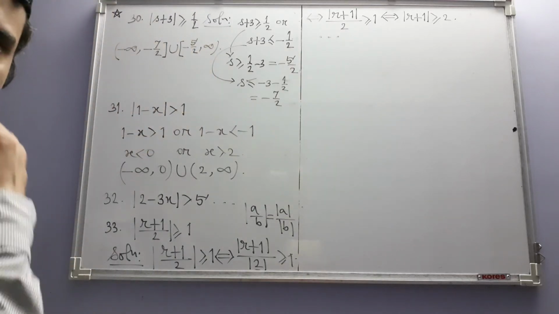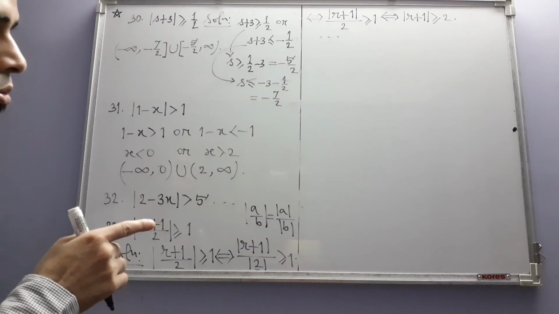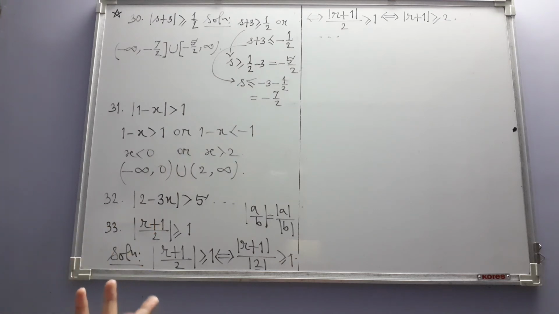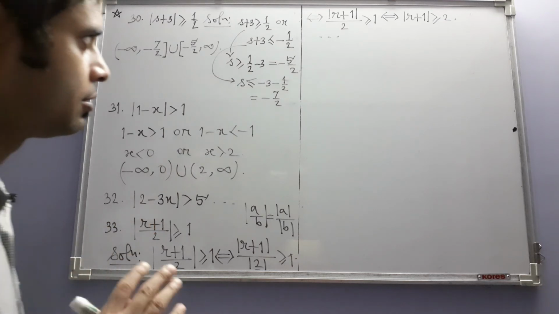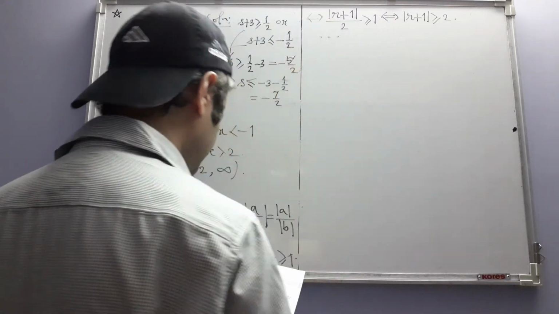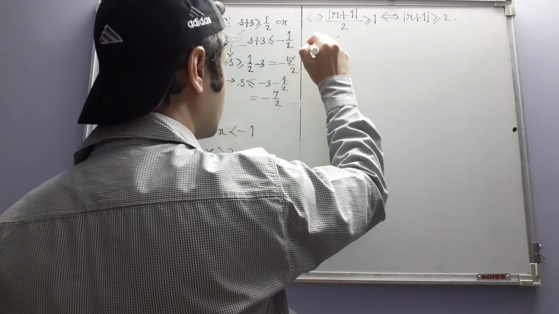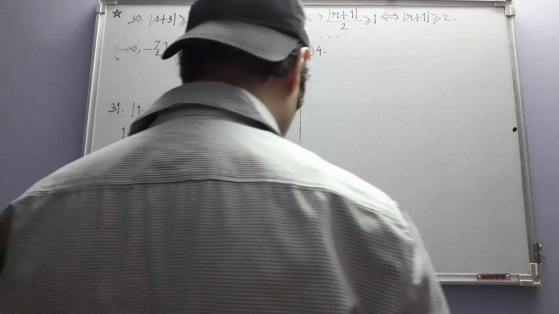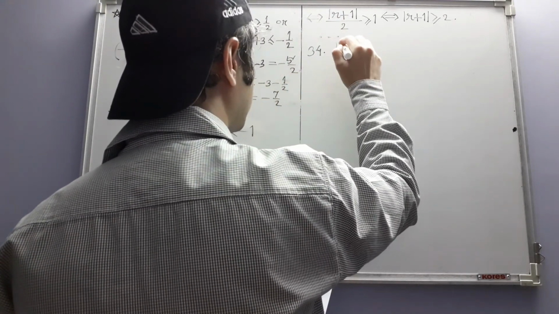r plus 1 will either be greater than or equal to 2 or less than or equal to minus 2. From there you can find the intervals for r and take their union. And finally there is this number 34.